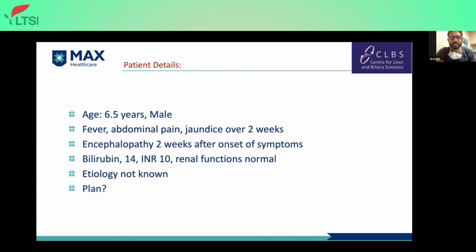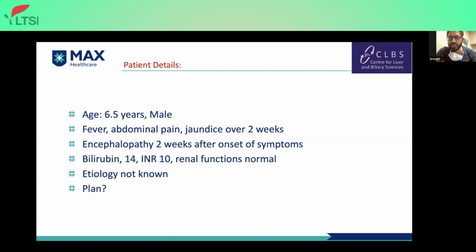His biochemistry showed a bilirubin of 14 with an INR of 10 with normal renal functions. The etiology was not known. All the etiological markers were negative. So those who are on board can comment on what the plan of action would be when we encounter such a situation.